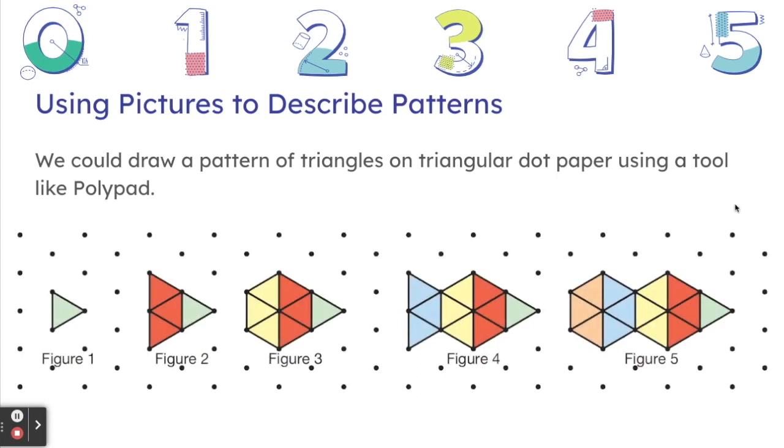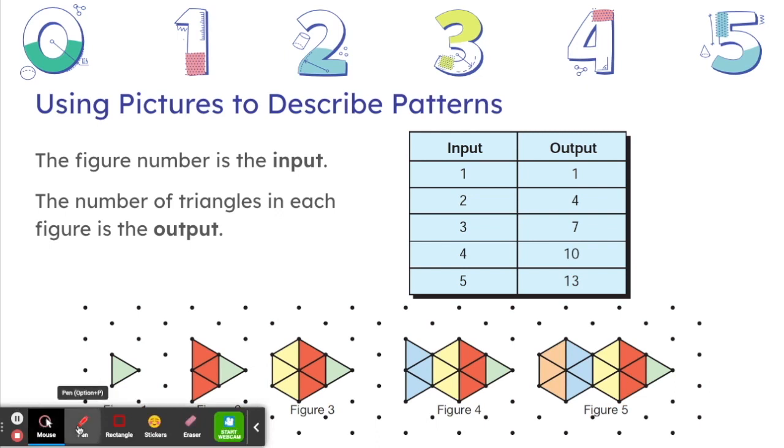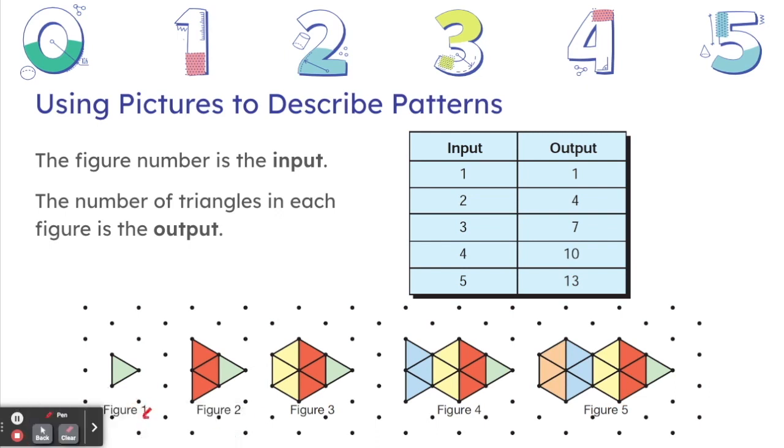Let's explore this picture along with the table of values to see how it represents that relationship between the input and the output. Here we go. So when we look closely at this drawing and the input-output table, we can see that the figure number 1, 2, 3, 4, 5 increases by 1 each time, and that represents the values in our input table: 1, 2, 3, 4, and 5. So our figure number is the input. And the number of triangles in each figure follows the same pattern as the output.